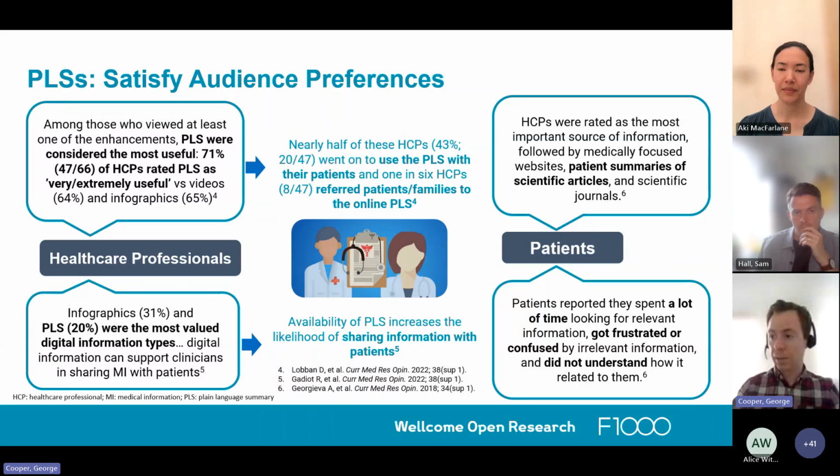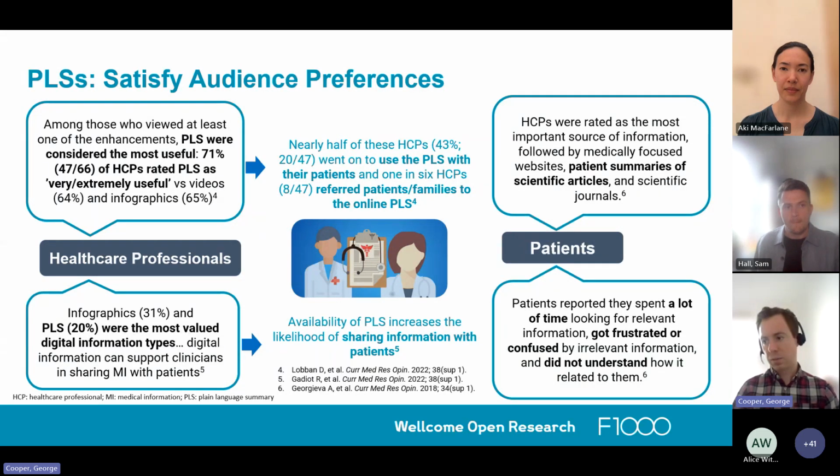I'm not going to dig into all these findings in depth, but here are some of the headlines. Among those who've viewed at least one of the enhancements, plain language summaries were considered the most useful. 71% said that was the case, particularly among healthcare professionals, who rated plain language summaries as very useful or extremely useful versus videos or infographics and other more visual ways of displaying content summaries.